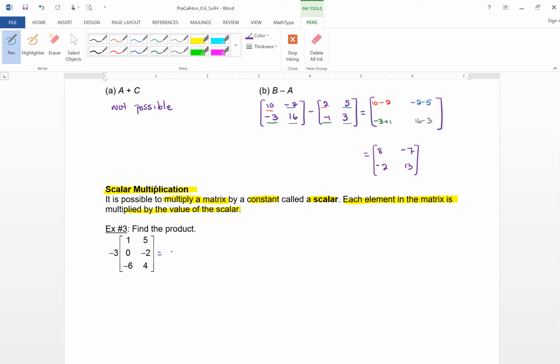Basically, you have to multiply each entry here by negative 3. So it's going to be negative 3 times 1, negative 3 times 0, negative 3 times negative 6, negative 3 times 5, negative 3 times negative 2, negative 3 times 4. And you get negative 3, 0, 18, negative 15, 6, and negative 12.